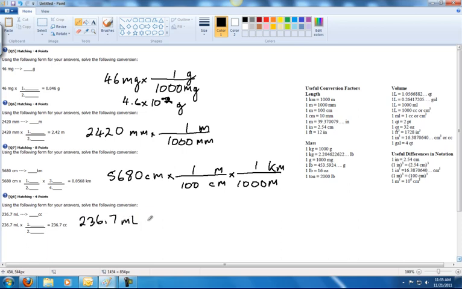236.7 milliliters times, and then a line. We know milliliters goes on the bottom. We're looking for cc's. We're looking for a relationship now between cc's and milliliters. Now look over here, I see 1 milliliter is equal to 1 cc. So our answer comes out to be 236.7 cc. Same number of significant figures in both the answer and the question.